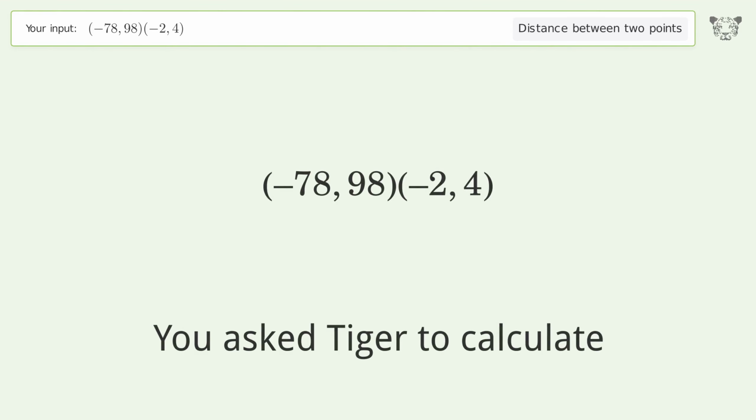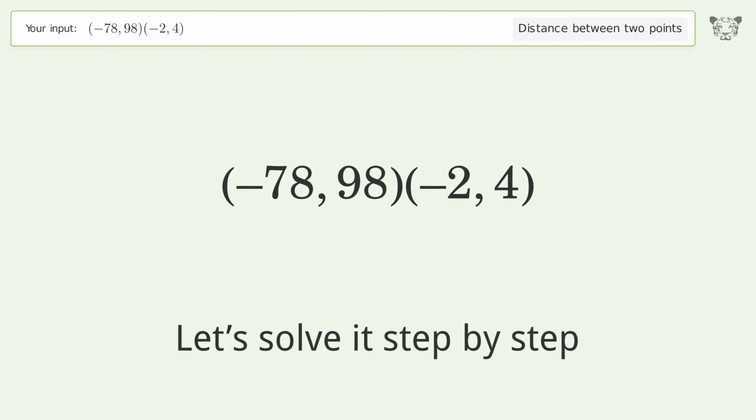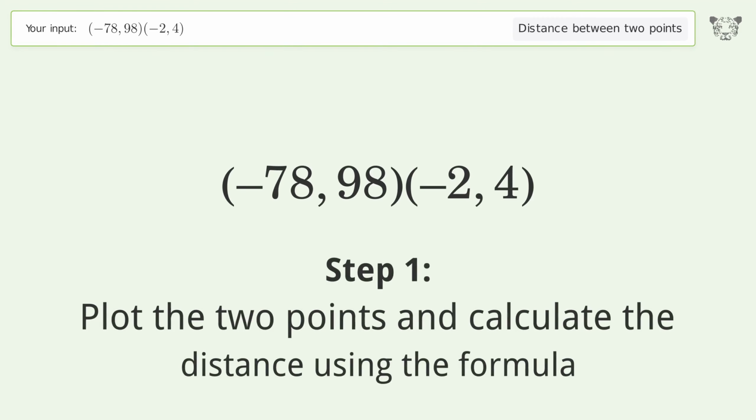You ask Tiger to calculate. This deals with the distance between 2 points. The distance between the 2 points is the square root of 14,612, or 120.88. Let's solve it step by step. Plot the 2 points and calculate the distance using the formula.